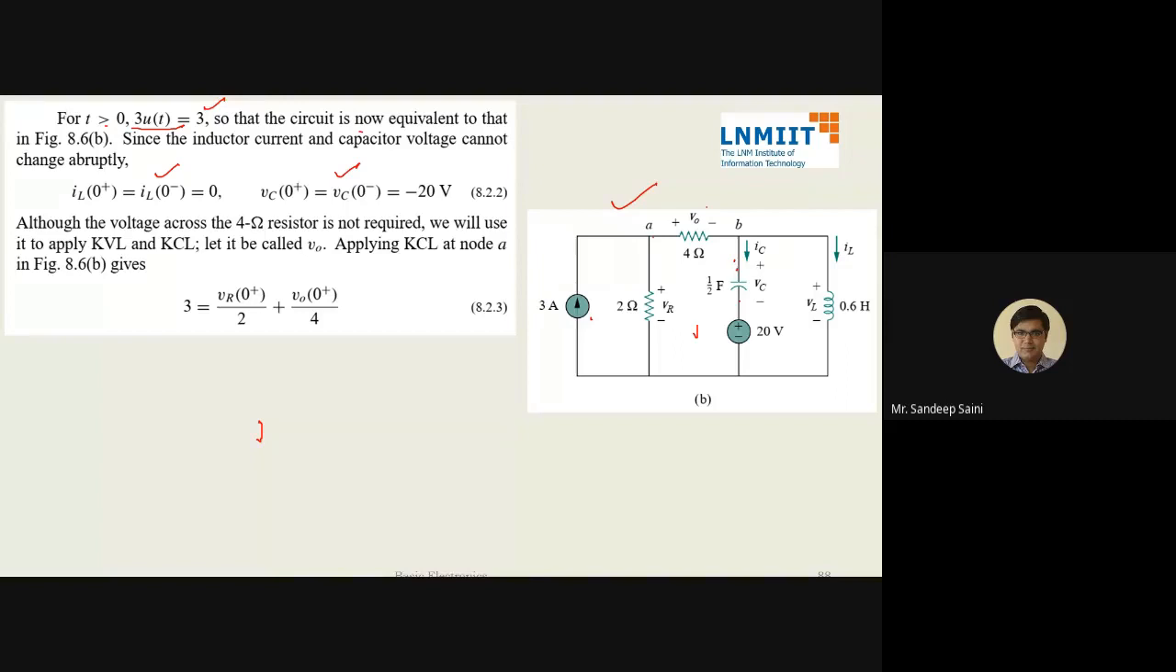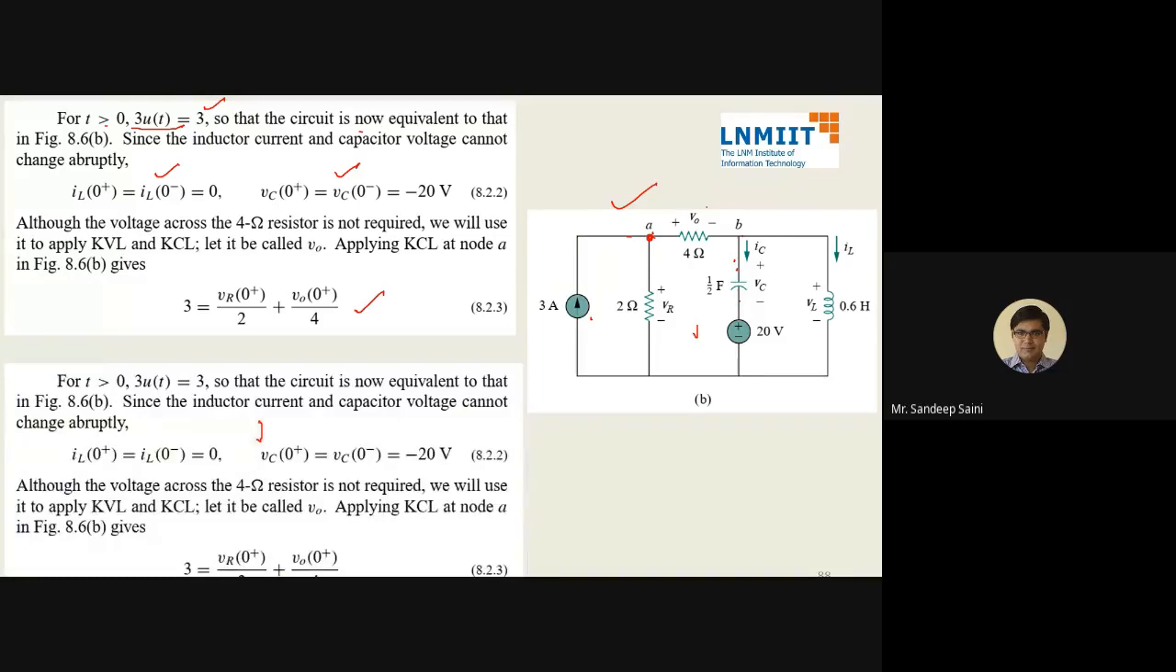So if I apply the KCL here, minus 3 plus VR by 2 plus VO by 4. Okay, this is the equation. That means this is one equation I will keep. IL at 0 plus is equal to IL at 0 minus, VC at 0 plus is equal to VC at 0 minus.